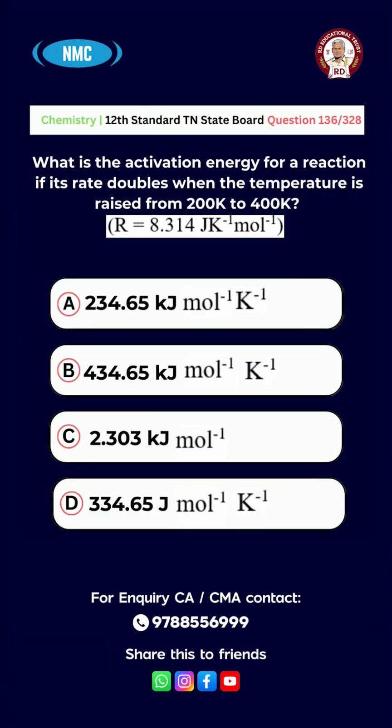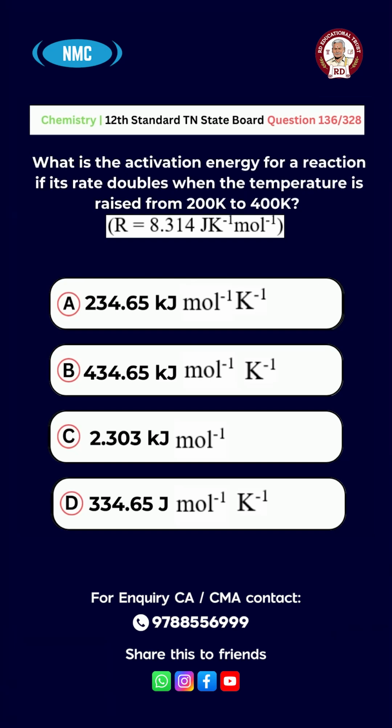Question number 136. What is the activation energy for a reaction if its rate doubles when the temperature is raised from 200 Kelvin to 400 Kelvin, where R equals 8.314 kilojoule K inverse mole inverse. Option A, 234.65 kilojoule mole inverse Kelvin inverse. Option B, 434.65 kilojoule mole inverse Kelvin inverse.